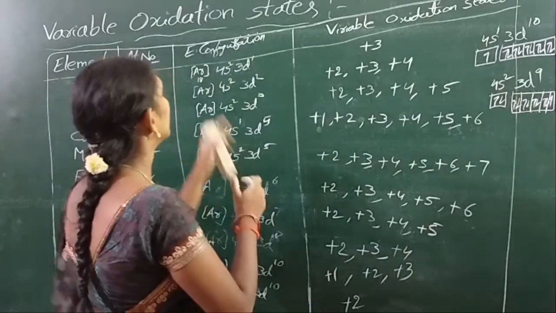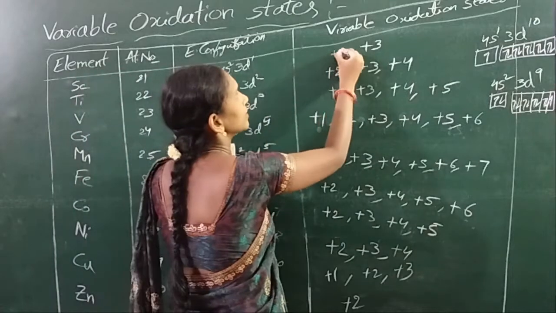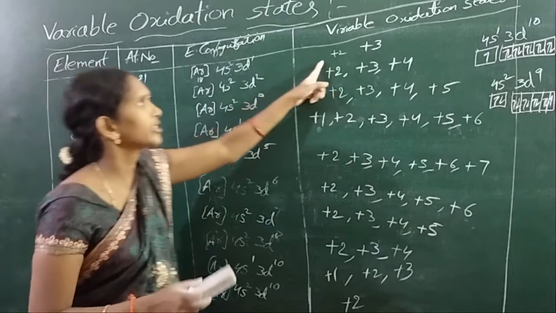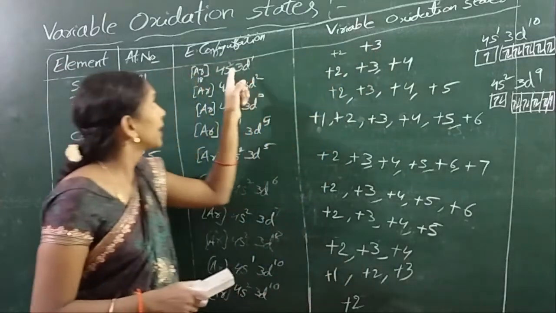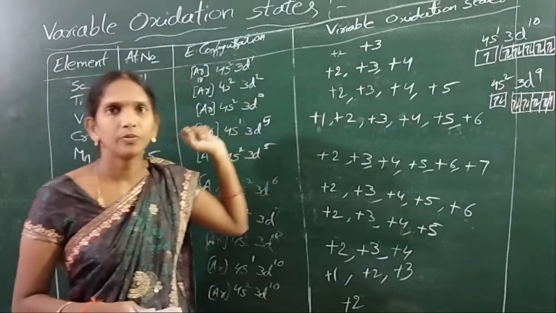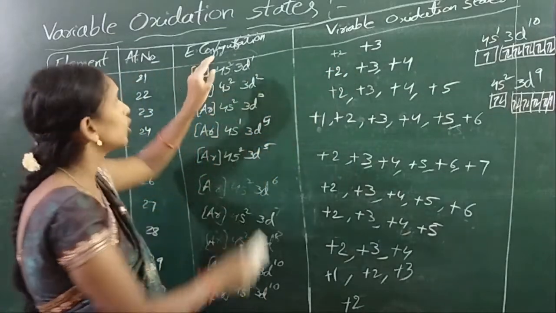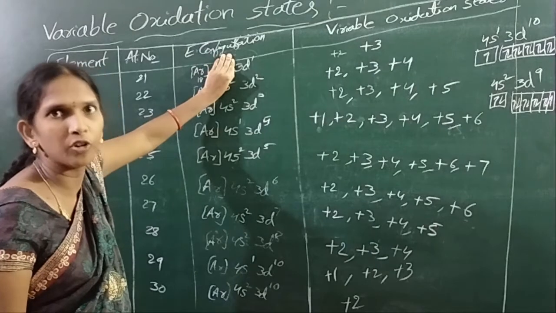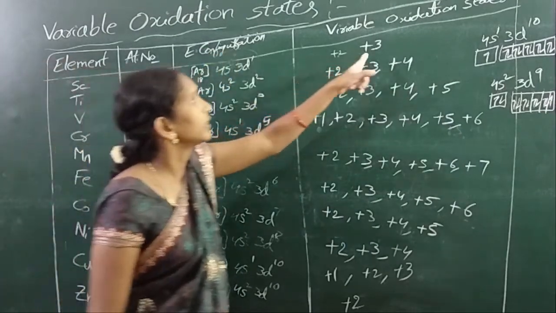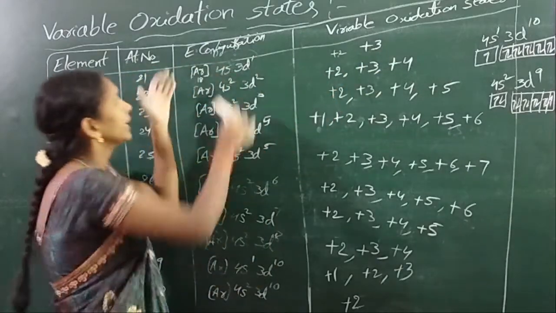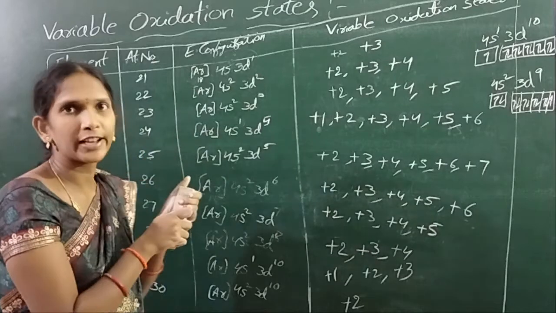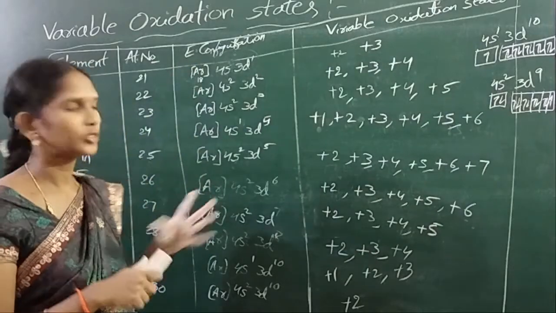Okay. Next, here +2 also exists. I can remove +2. Okay, +2 also exists, +3 also exists. +3 is more stable than scandium +2. Why? In scandium +2, only S electrons are removed. But in scandium +3, 3 electrons are removed. Then it gets argon configuration. It is more stable. Okay.